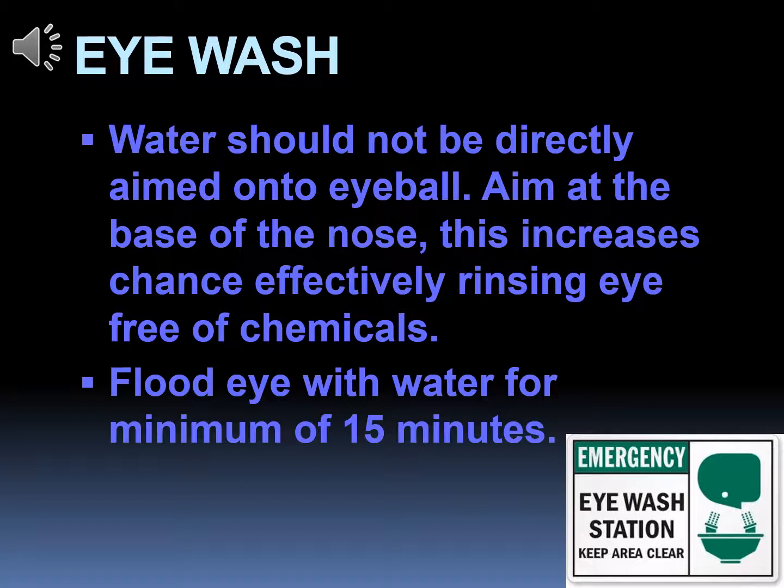Actually, you want to aim it at the base of the nose, so that it'll flow up through the eye and rinse the eye free of chemicals, rather than just going right for the eye itself and maybe missing that. You want it to go up from the base, the bottom part of the eye, and flush through to make sure that it rinses through the eyelashes and the eye itself.